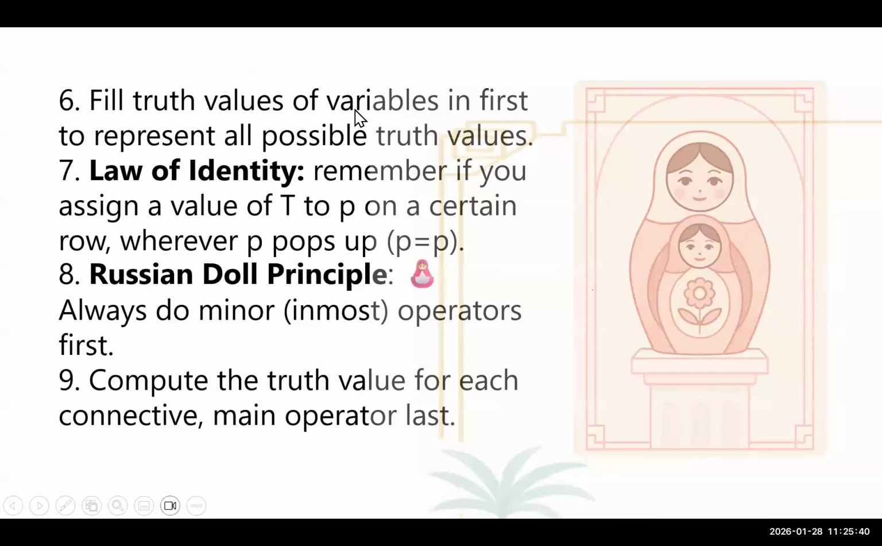You're going to fill in the truth values of variables first to represent all possible truth values, remembering always that if you assign a value of T to a P on a certain row, wherever P pops up, you need to keep that T because P equals P. Also, you're going to do the Russian doll principle. Always do the minor or the inmost operators first and then work outwards, doing the major operator last.